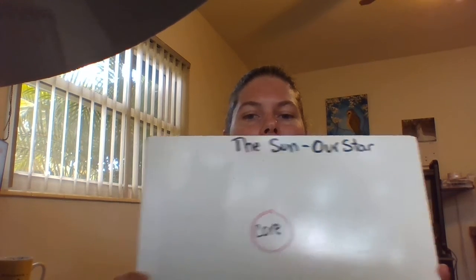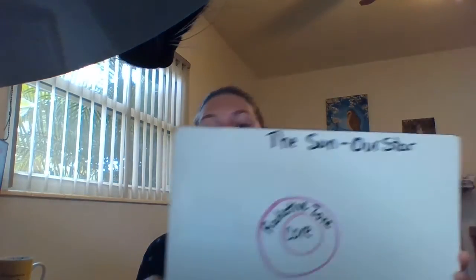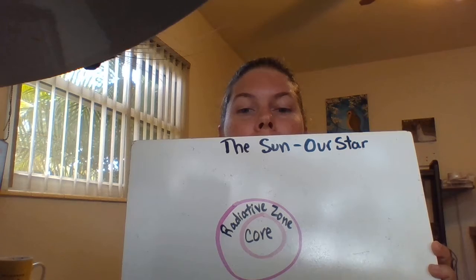The sun, our star. Now, from the core, we go on to the radiative zone. Radiative means light. So light is transferring from the core out to this next zone. So I draw a circle around the core, and then I'm going to label it radiative zone. Are you drawing along with me? Because this will be helpful later.